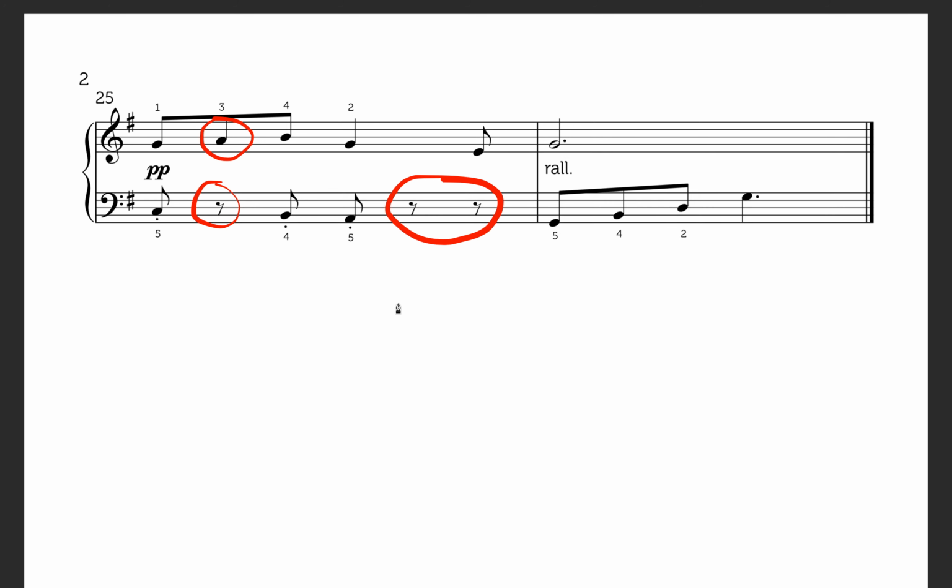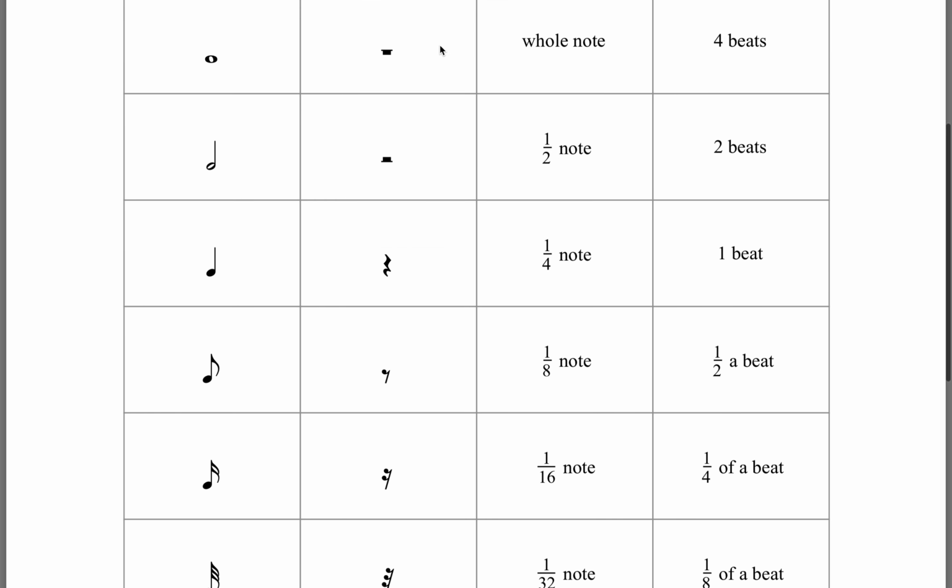That is the function of a rest in a score. It's telling you to deliberately leave a space or not play anything for a certain period of time. And the type of rest you see, whether it's this symbol or this symbol or this symbol and so on, is telling you how long to leave a gap for in the score.